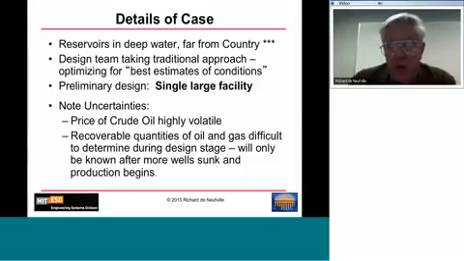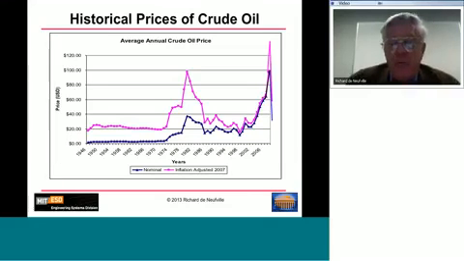Now, as you may know from personal experience, the price of oil is highly volatile. Over the last 15 years, it's gone from about $150 to $15 at various times, and the amount of oil that's available to be recovered is very difficult to determine at the design stage, because you won't know it until you've actually sunk some wells and tried to suck some of it out, depending upon the pressure and the geology of the field. This is just a quick view of how the prices of oil have changed over time, and you can see the big variability.